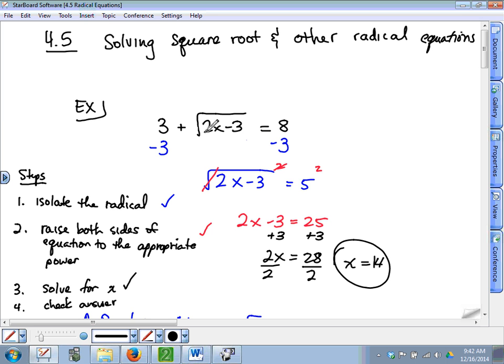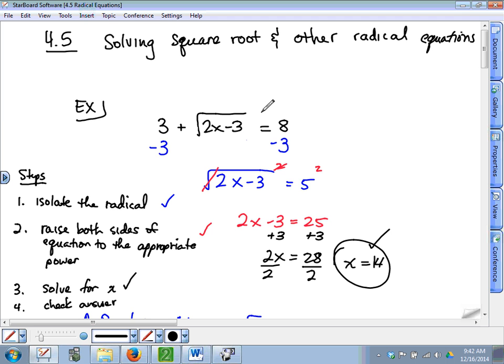So this hopefully you can all do in your head. It's not too hard to do. 2 times 14, 28 minus 3, square root of 25. Square root of 25 is 5, and then 5 plus 3 is 8. So did it work? So x equals 14.